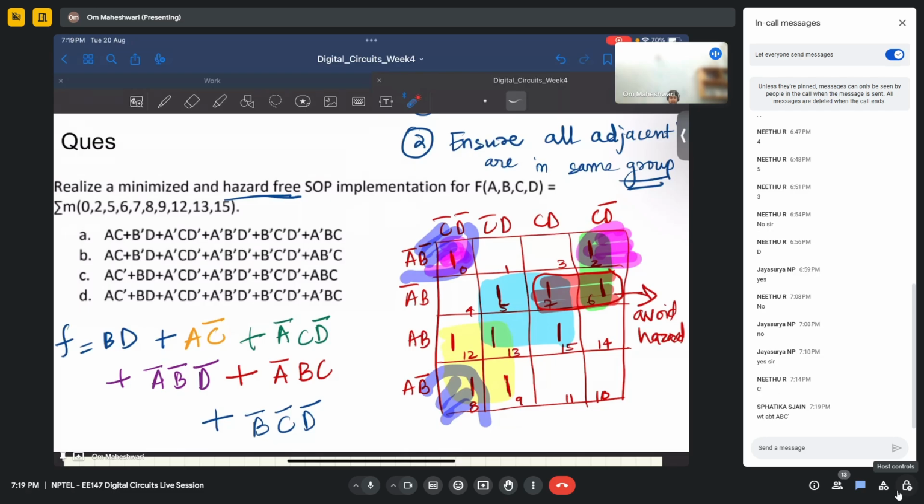There are no adjacent ones left which are not in the same group. These are in the same group. These are in the same group. Same group. All the adjacent ones have been taken care of. What about ABC bar? ABC bar is this. These are already in the same group, in this yellow group.